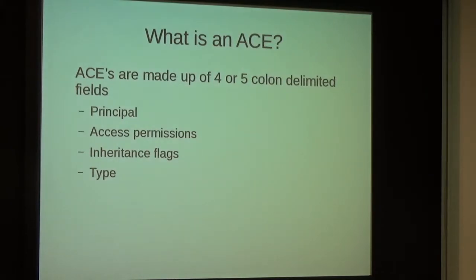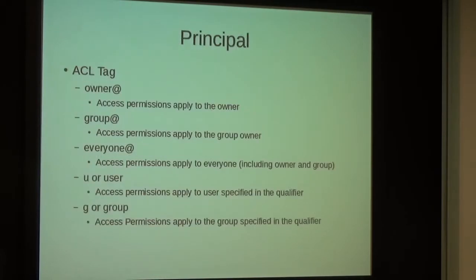ACL entries are made up of 4 or 5 fields that are delimited by colons. It's either 4 or 5 depending on how the principal looks. I'll go over these in the next slide. So you have a principal, you have the permission set, you have the inheritance flags, and then you have the type of ACL entry that it is.